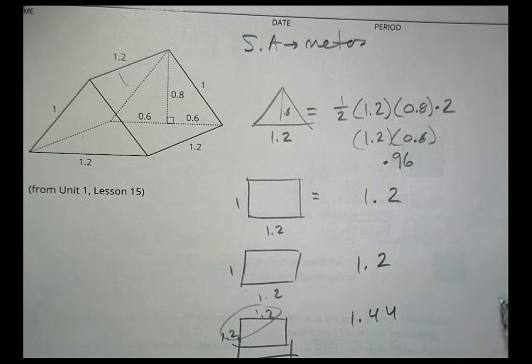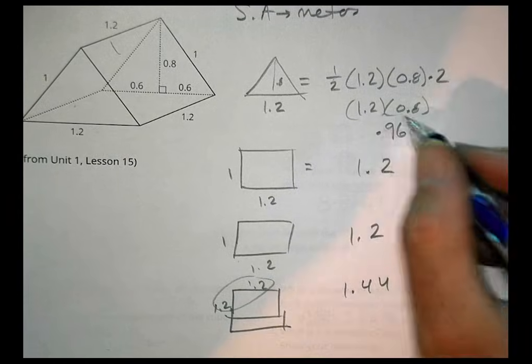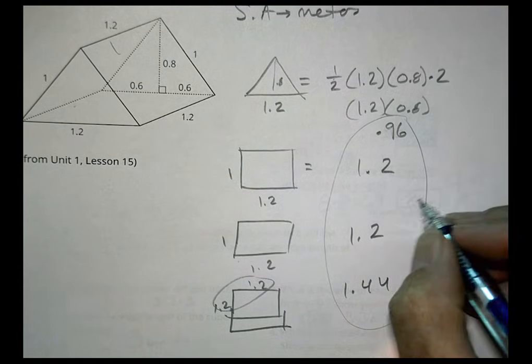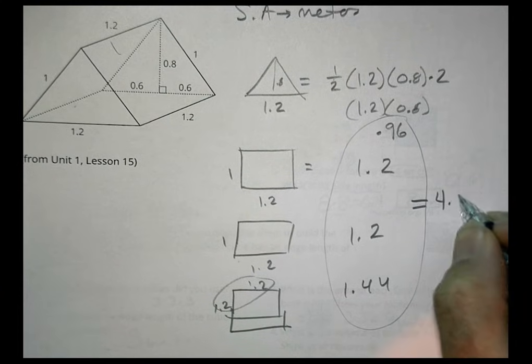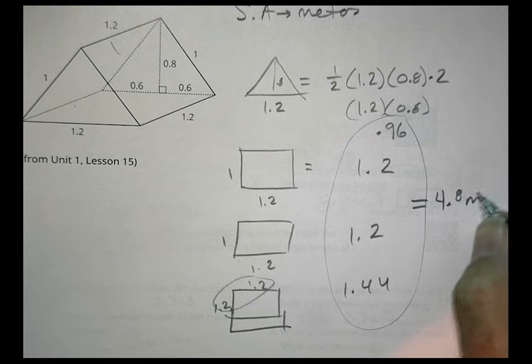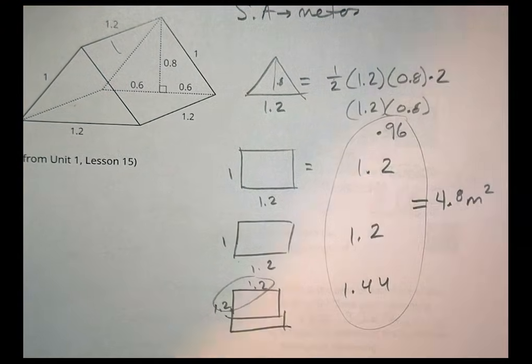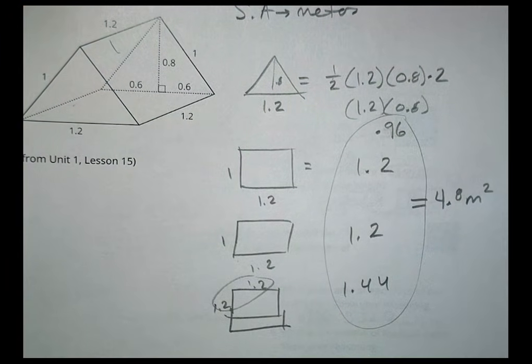So I have all these shapes. I got to add up now. 0.96 plus 1.2 plus 1.2 plus 1.44, all combined to be 4.8 meters squared. And you add all that up there. So surface area of that triangular prism, after all my little mess ups, becomes 4.8 meters squared.